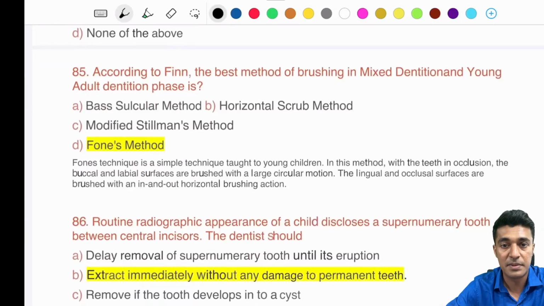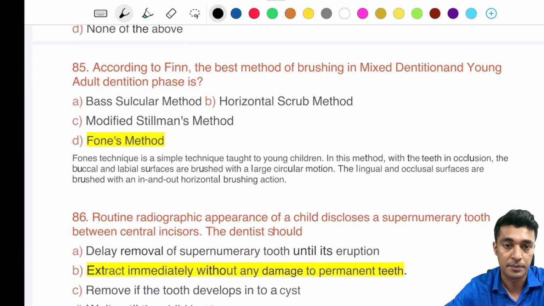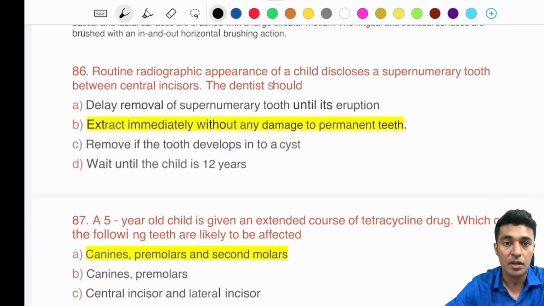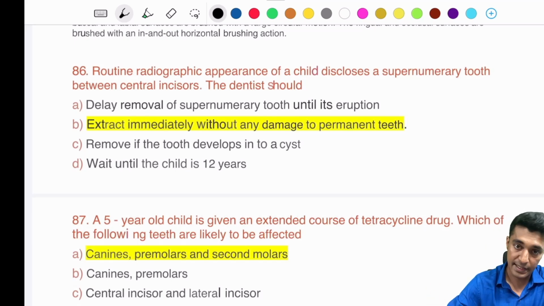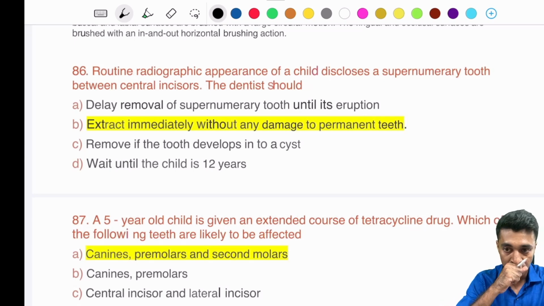According to Finn, the best method of brushing in the mixed dentition and young adult dentition phase is the Bass method. Routine radiographic appearance of a child discloses a supernumerary tooth between the central incisors. The dentist should extract immediately without damage to the permanent tooth.